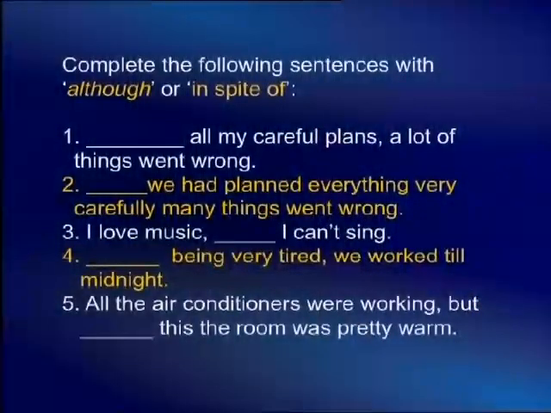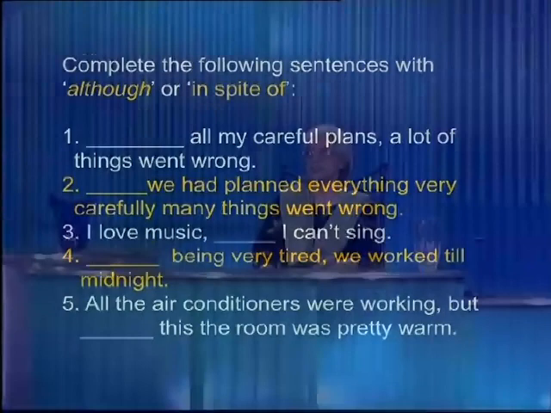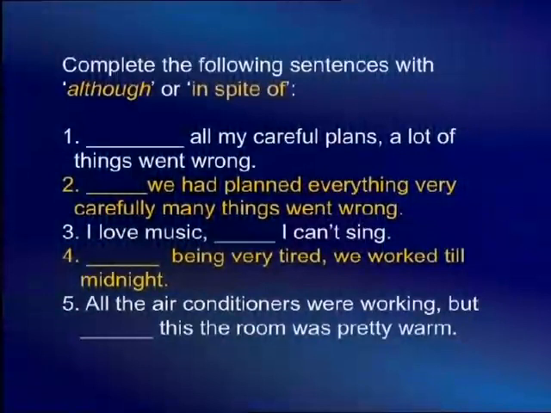Number 2, we had planned everything carefully, many things went wrong. Sentence 1 and 2 have the same meaning, but notice that the structure is different. One has taken in spite of, so this one is although. Although we had planned everything very carefully, many things went wrong. Number 3, I love music. I can't sing. You can't have I love music in spite of I can't sing. It has to be I love music, although I can't sing.